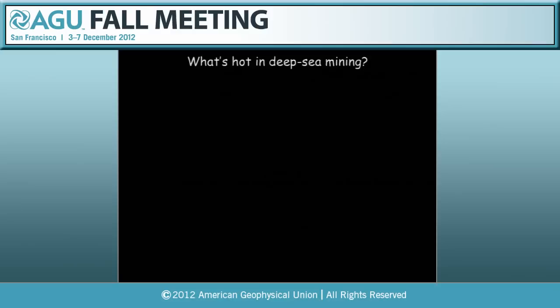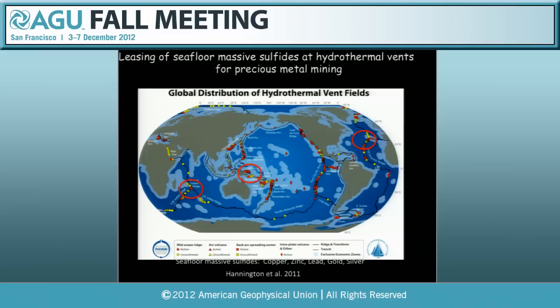So, what's really hot in mining is hydrothermal vents. There is recognition now that seafloor massive sulfides at hot vents have a lot of precious elements, minerals, gold, silver, zinc, lead, copper, things like that. And the areas that have been targeted for this, the first is the West Pacific and Papua New Guinea and the island nations around there.